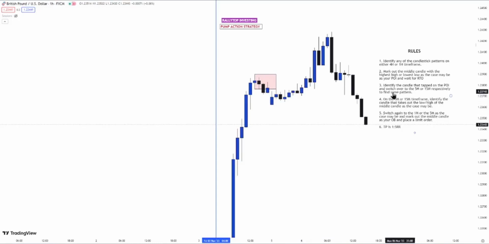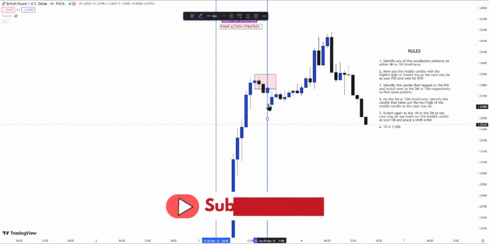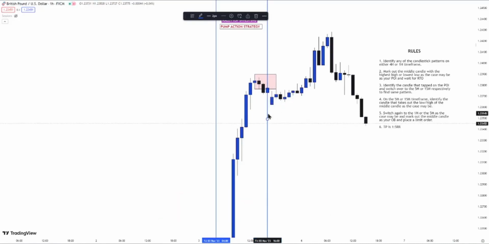All right. And rule 4 says, identify the candle that tapped on the POI and switch over to the 5M or 15M respectively to find the same pattern. This is the candle that tapped into it. So I'm going to use this vertical line, as in the previous case. That's the candle that tapped into this point of interest. So when we get to the lower time frame now, my 5M, I want to start looking for that same pattern on the right hand side of this vertical line.